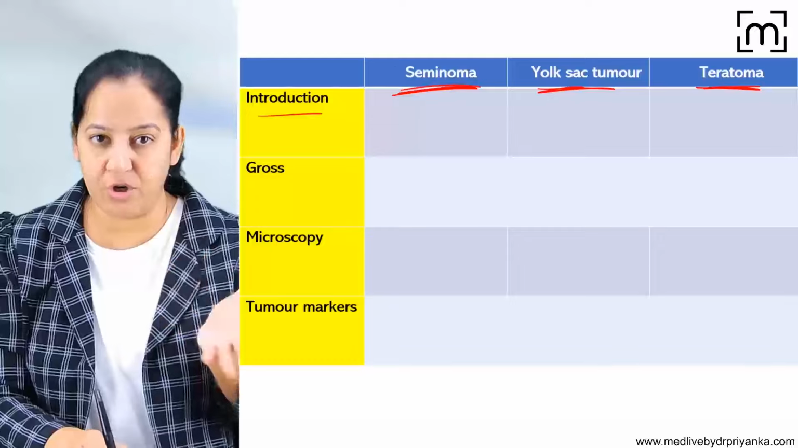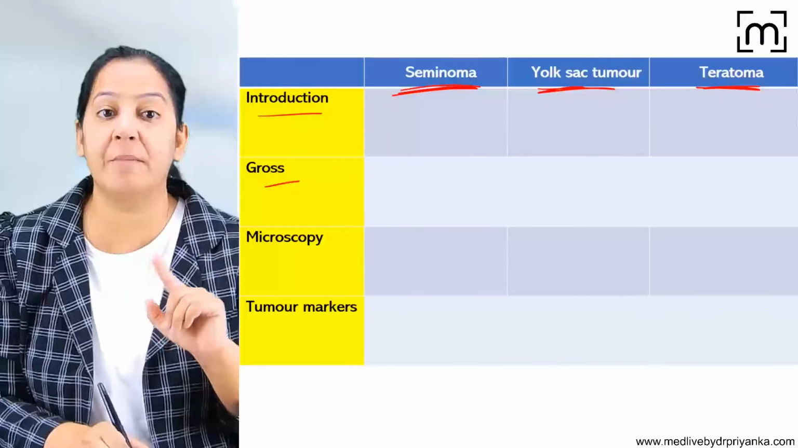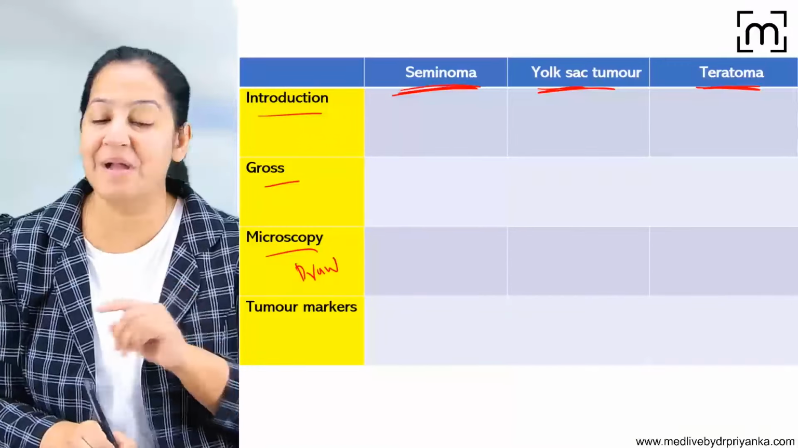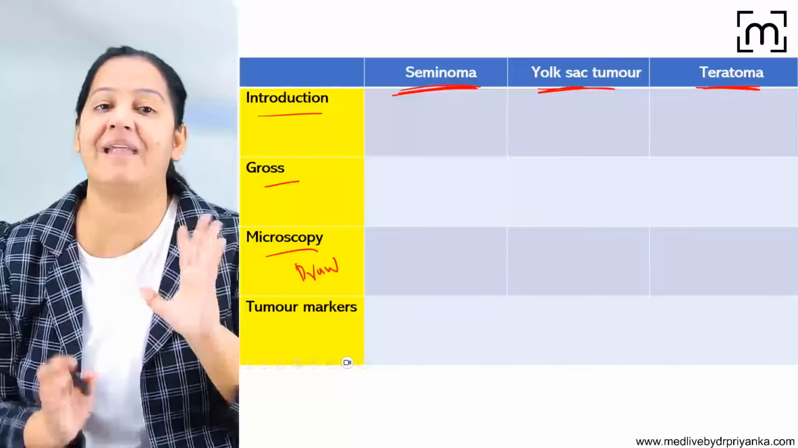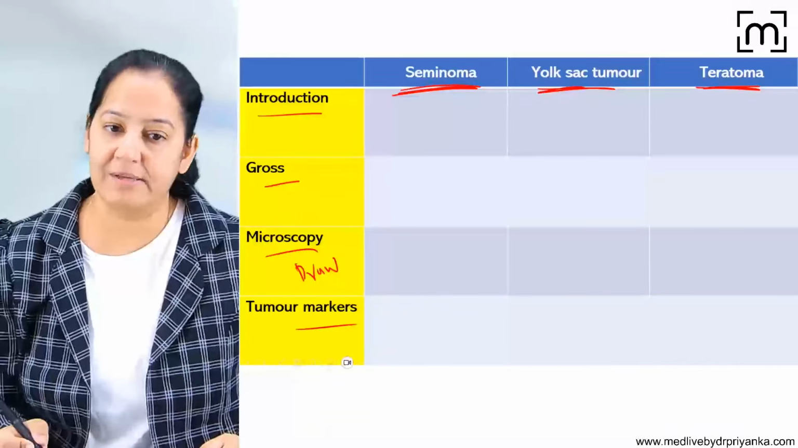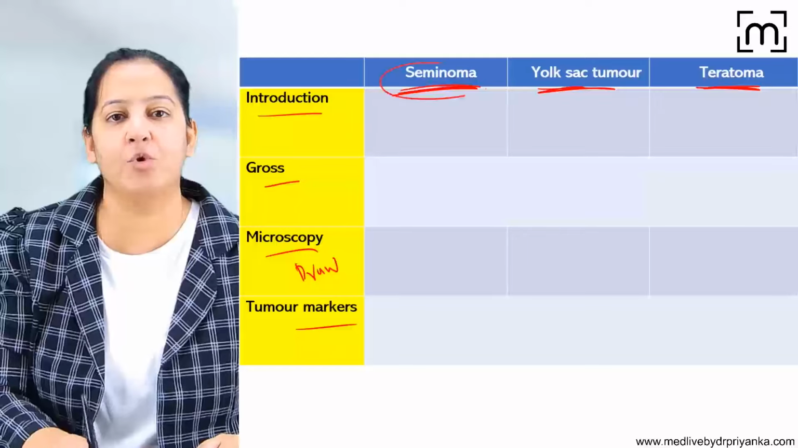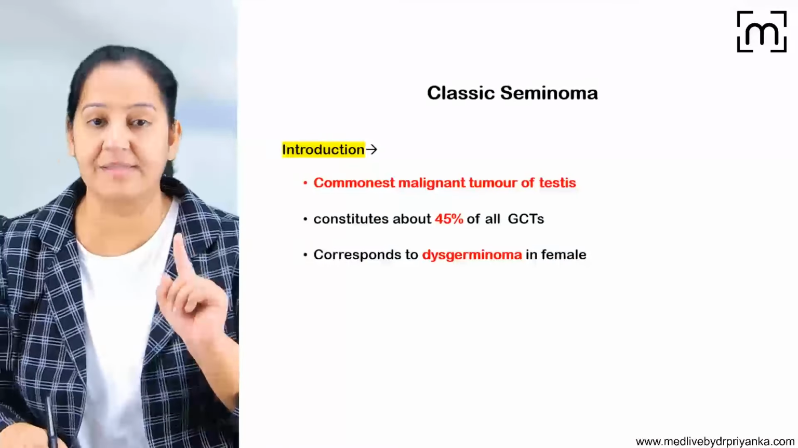So you have to write the introduction of each of them, the gross of each of them, draw the microscopy of each of them. Never write the microscopy. Draw it in your exam with a well-labeled diagram, and write the tumor markers of each of them. So let's start with seminoma, the classical seminoma.